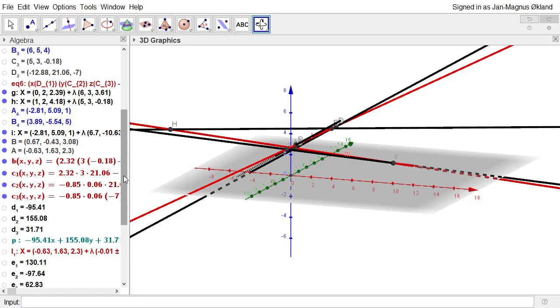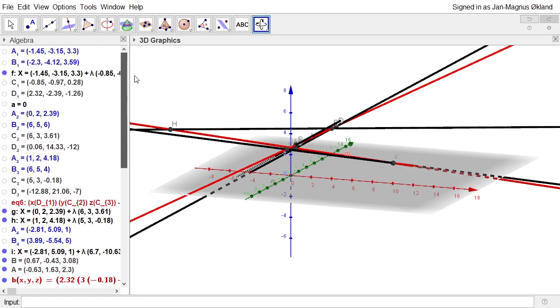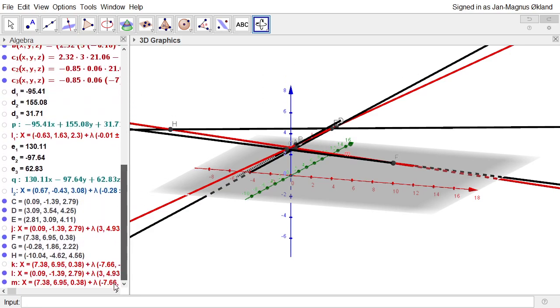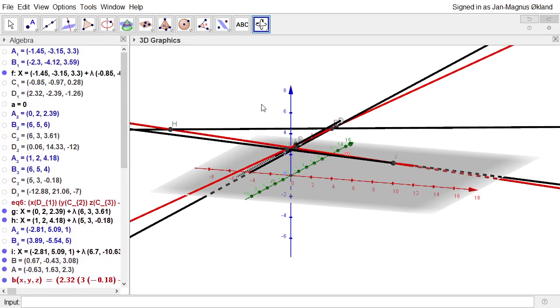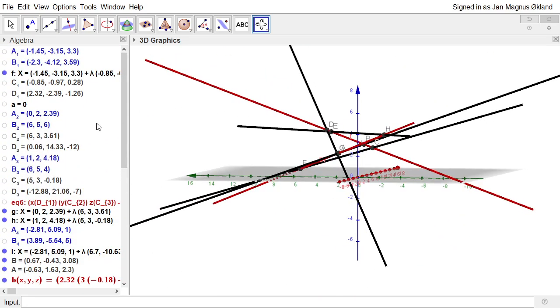So, if you want to hear more about the technical details of the GeoGebra app I used to animate this, we have the lines given by 2 points. A1 and B1 give the first line, A2 and B2 give the second line, A3 and B3 give the third line, A4 and B4 give the fourth line.